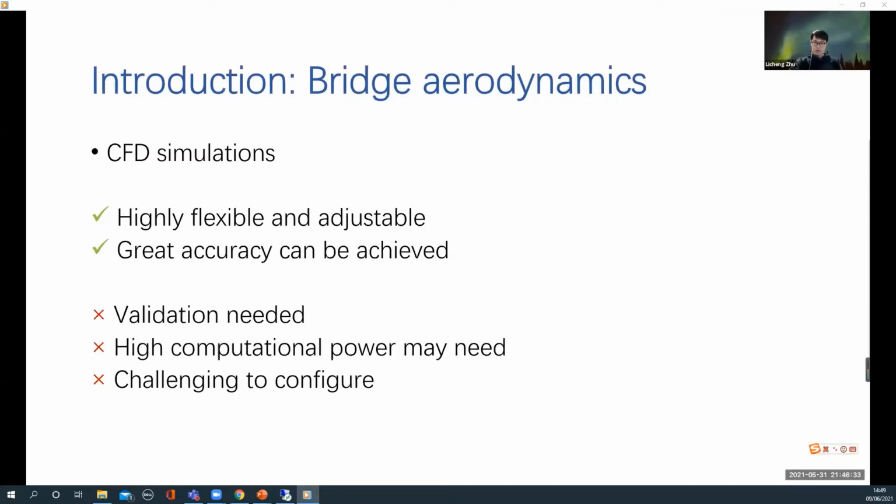Validation is very important for CFD simulations because poor configurations can lead to unphysical results.